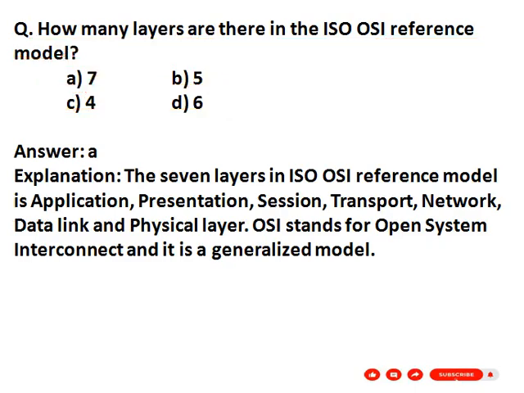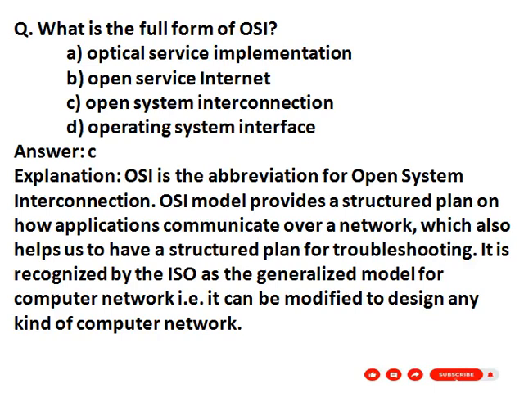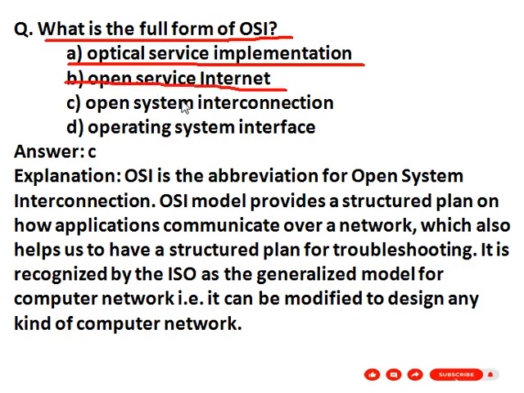Next question: what is the full form of OSI? Given options are A. Optical Service Implementation, B. Open Service Internet, C. Open System Interconnection, D. Operating System Interface. Your correct answer is Open System Interconnection. OSI is the abbreviation for Open System Interconnection.